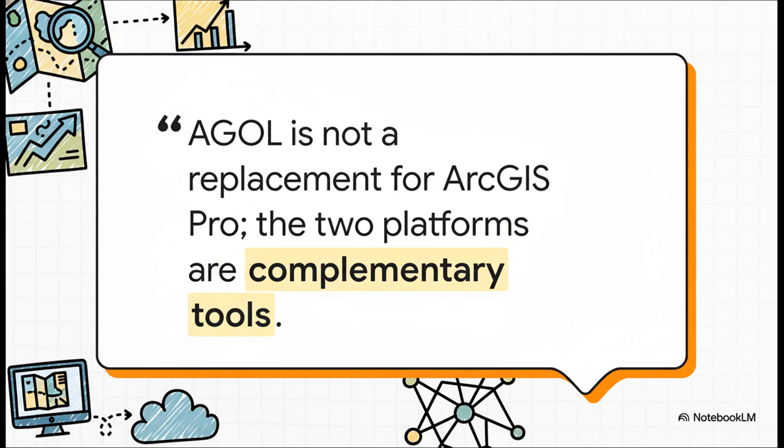And that really gets to the most important point here. This isn't about choosing one over the other. Not at all. Think of it like a professional kitchen. You have your big, powerful oven for the heavy-duty cooking, but you also have a microwave for doing things quickly and easily. You need both. It's exactly the same with ArcGIS Pro and Online. They are designed to work together perfectly.